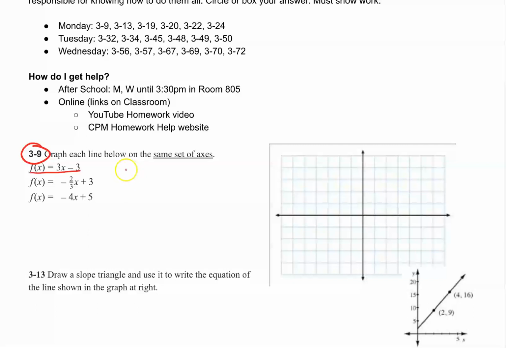The first thing to do is identify the slope and the y-intercept. The slope is 3, and the y-intercept is -3. The y-intercept is the number at the end. The slope is a whole number, but think of it as a fraction, 3 over 1. That's rise of 3, run of 1.